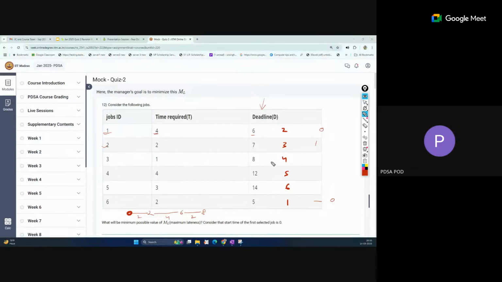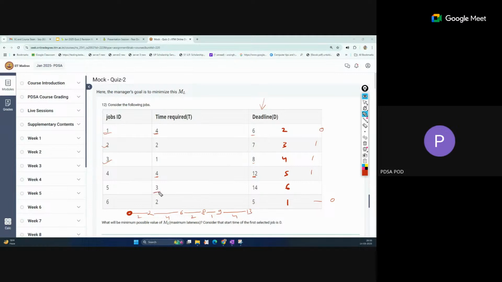Now next is this third one. The time is only 1, so 9. The deadline is 8, but we are completing at 9. Again 9 minus 8 is 1. And next is this 12. So 4 time units, so 9 plus 4 is 13. The deadline is 12, so 13 minus 12 is again 1.